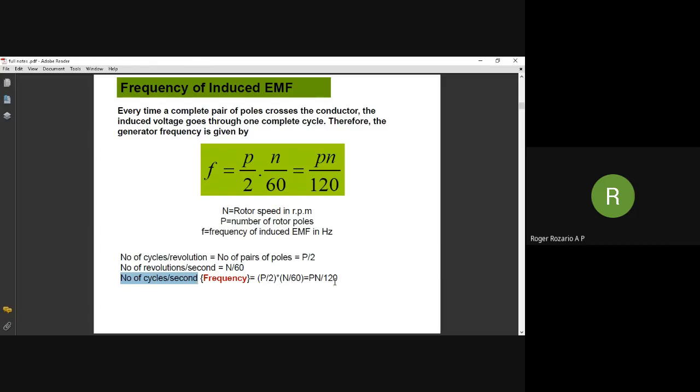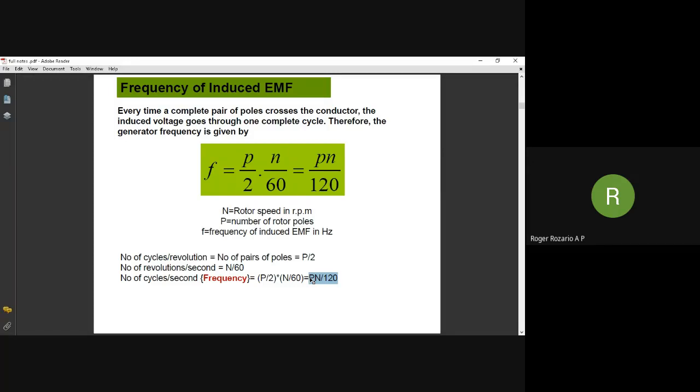So from this equation only, we have derived the equation for speed. F equal to Pn by 120, so N equal to 120 into F by P. This is a very important equation. You'll be using it in the problems. So please take a note of this formula. F equal to Pn by 120.